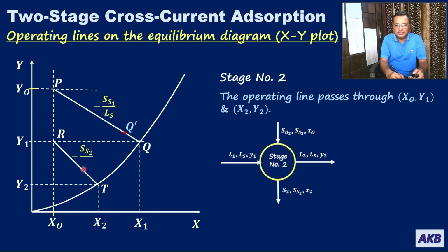And the slope of this line will be minus SS2 upon LS. And if the leaving phases, leaving solid and liquid phases, are not in equilibrium with each other, then point T will not come into the picture. We will have T dash, at which the operating line for the second stage will end. So this point is not lying on the equilibrium curve, and this will happen if the leaving phases are not in equilibrium with each other. Let us continue the discussion.